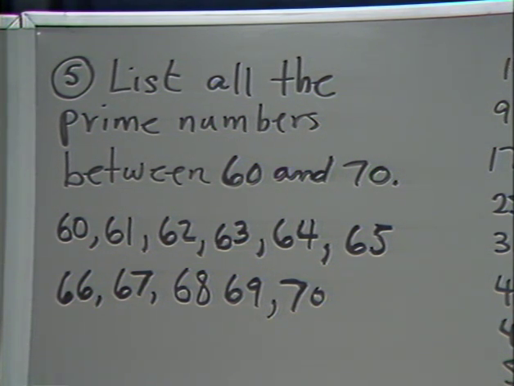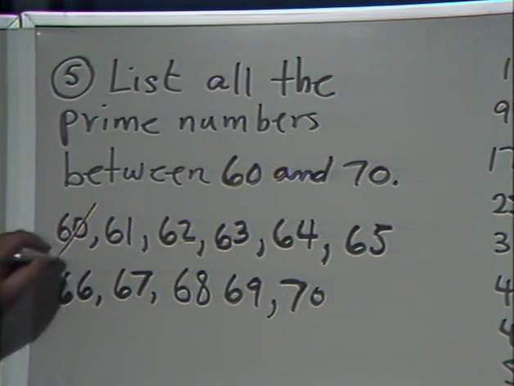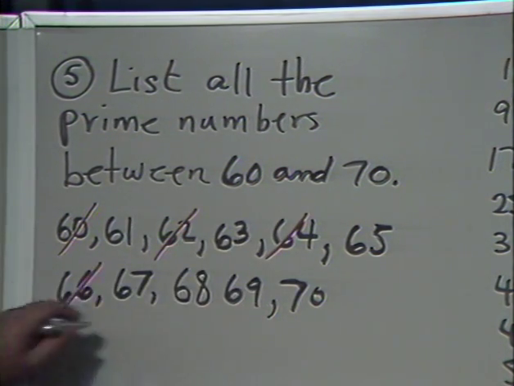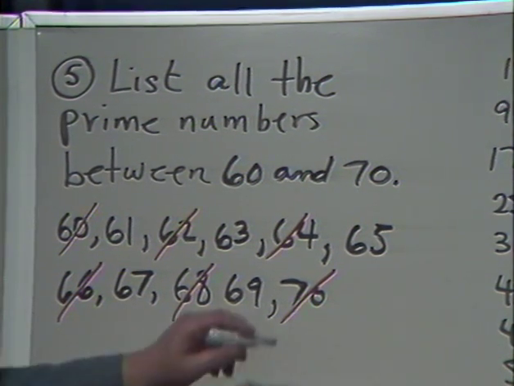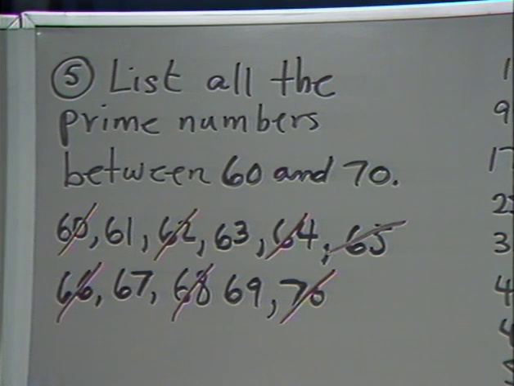One way of doing this is you list all the numbers from 60 to 70. Now, any number that ends in 0, 2, 4, 6, or 8 cannot be a prime number because it's divisible by 2. So we cross out all of those. Any number that ends in 0 or 5 can't be a prime number because it's divisible by 5. So we cross out 65.